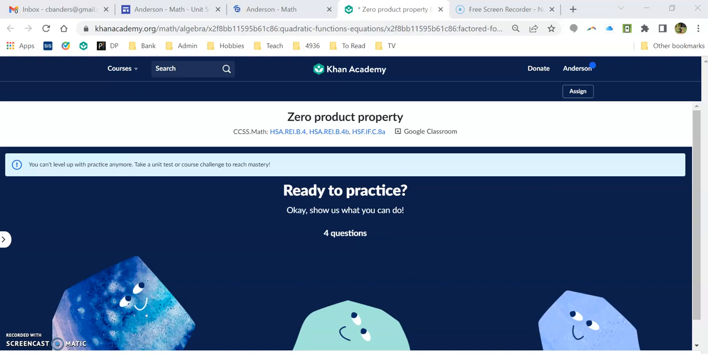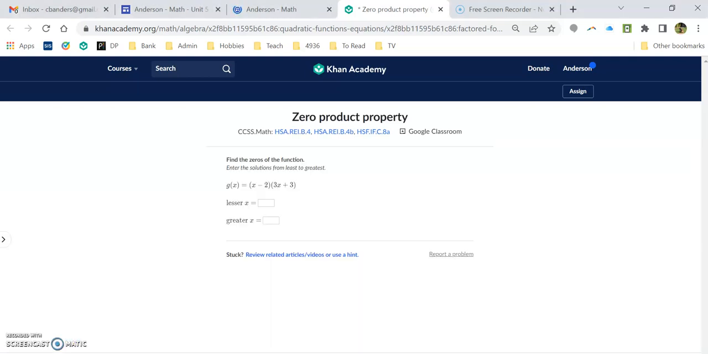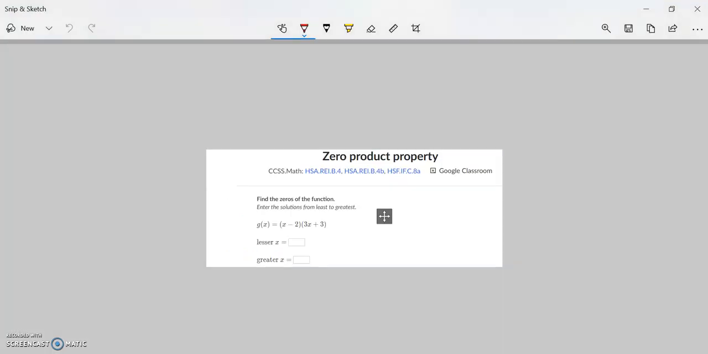Zero product property. Okay, so find the zeros of the function. So we have a parabola, or quadratic, I probably should say. If you ever see find the zeros, let me go to my step of sketch. Here you go. So find the zeros of the function.